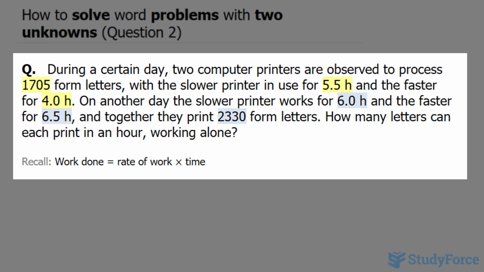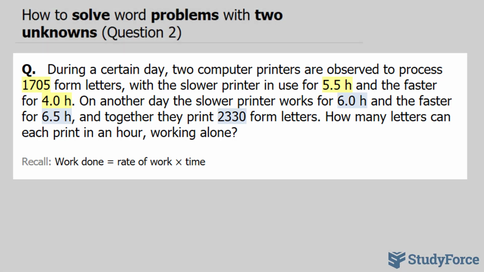On another day, the slower printer works for 6 hours and the faster for 6.5 hours, and together they print 2,330 form letters. How many letters can each print in an hour working alone?